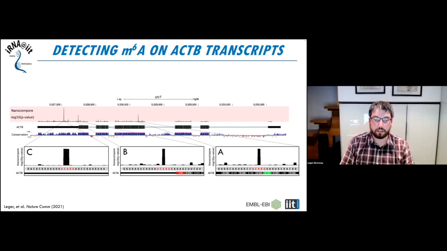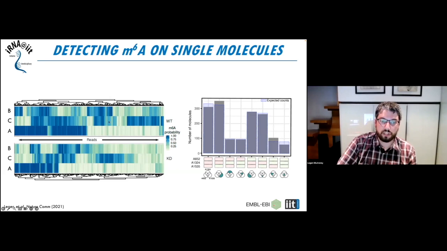Because this is a long-read technology, we can start asking questions about the codependency of these sites on each other. When we look at the probability of modification for individual reads, which are in the columns here, for those three sites, in this order B, C, and A based on the clustering, for the wild type on top or the knockdown on bottom, we can see a read that is unmodified, modified, modified, or three positions not modified, or three positions likely modified. And in the knockdown, you're still getting some m6A modification, but it's definitely reduced.